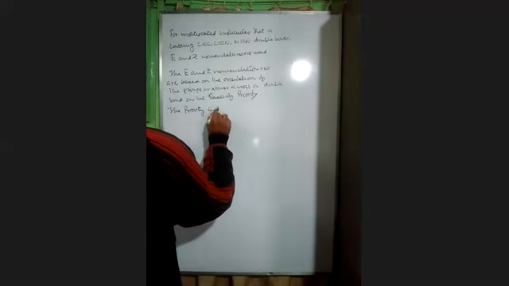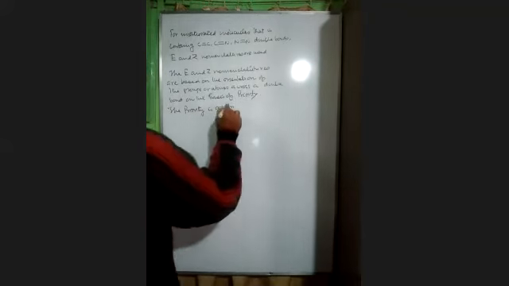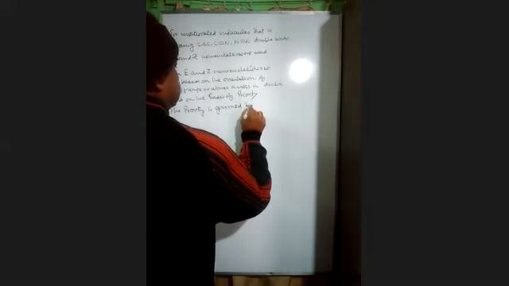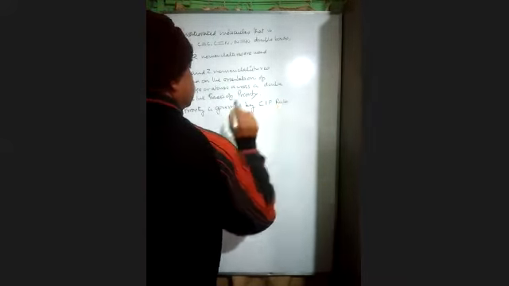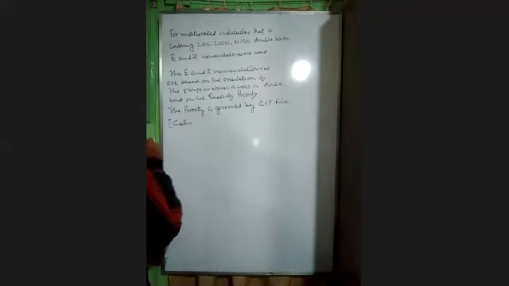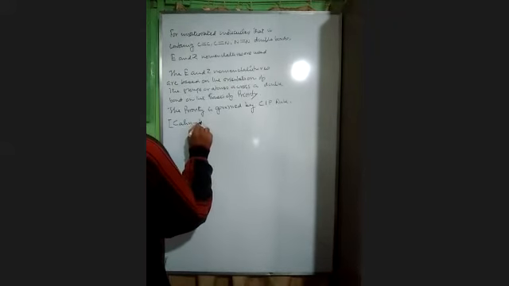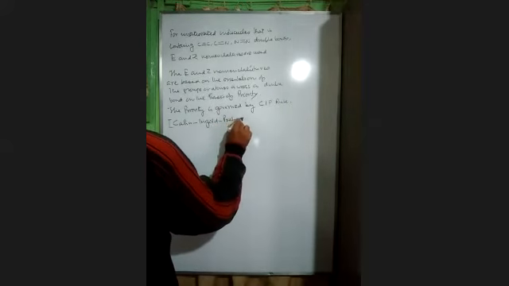The priority is governed by the CIP rule. What is the CIP rule? C stands for the name of a person, Cahn. I stands for Ingold. And P stands for Prelog.